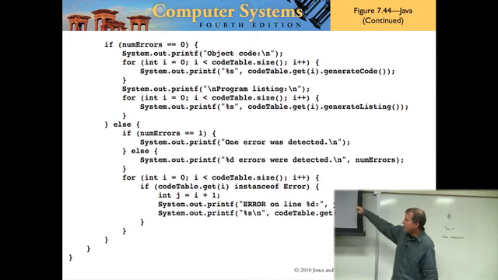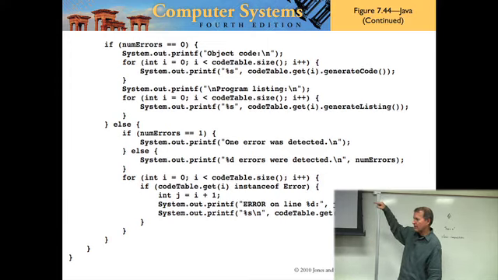Yes. Okay. And that code will be generated by this for statement: System.out.printf program listing, and then for int i gets 0, code table size, i++, System.out.printf, and then it will call generate listing. So you should have a generate listing, and that generate listing should generate the listing of the code, nice and clean, as per the specification on the web page.